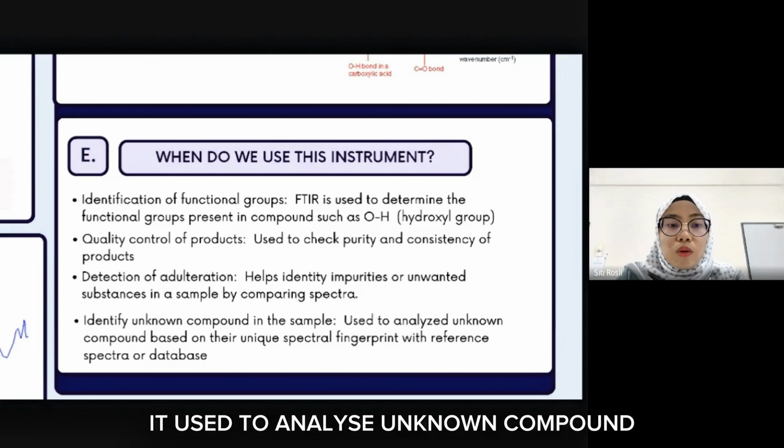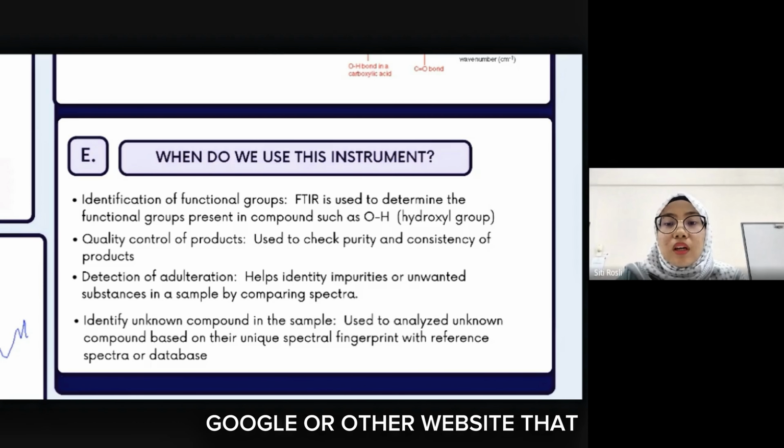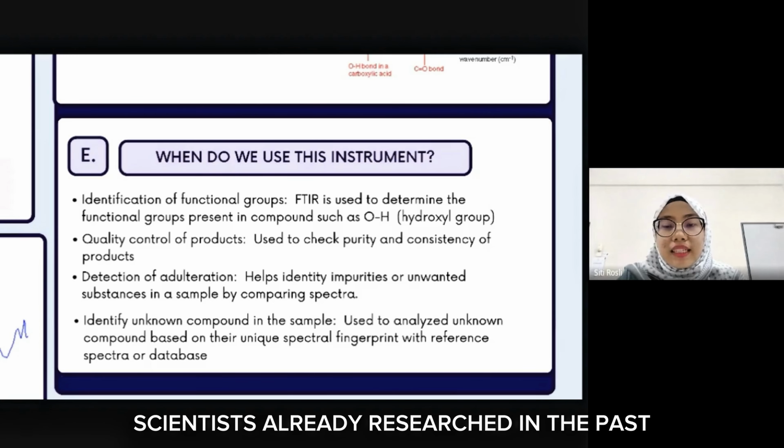Next, and lastly, this instrument is used to identify unknown compounds in a sample. It is used to analyze unknown compounds based on their unique spectral fingerprint, compared with a reference spectra or database from Google or other websites that scientists have already researched in the past.